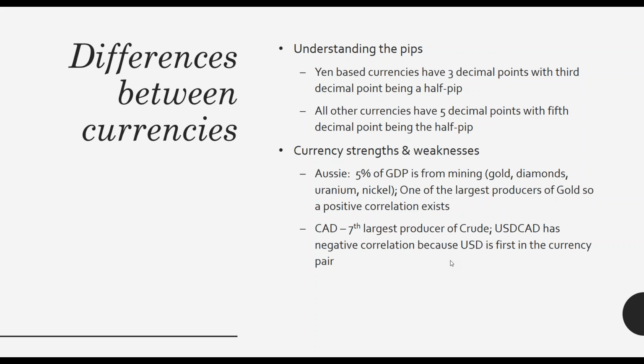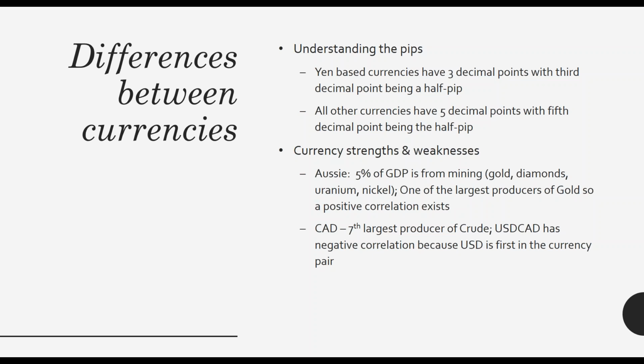Now, here's the thing between the currencies, okay? Each currency moves just slightly different, okay? All of the yen-based currencies have 3 decimal points. The third decimal point is considered the half pip, and I'll show you that in a moment. All the other currencies have 5 decimal points, with the 5th digit being considered the half pip.